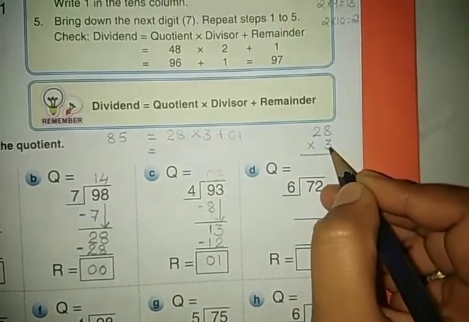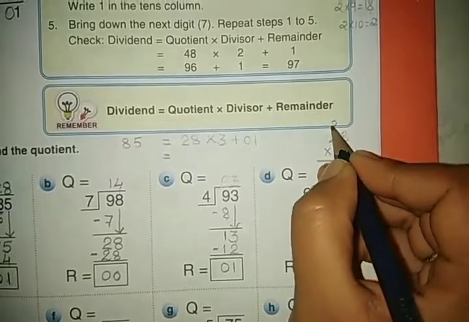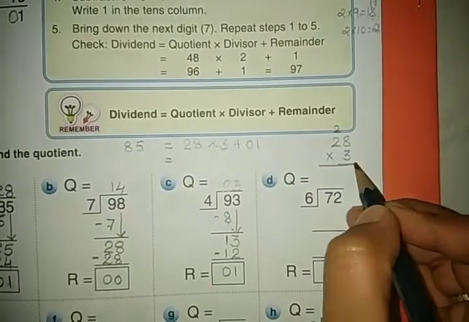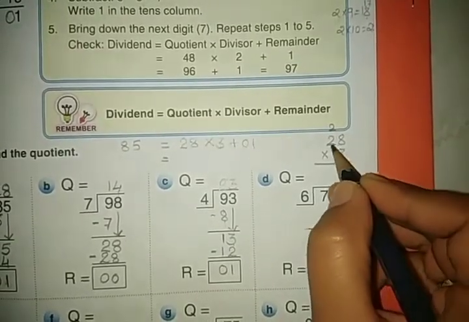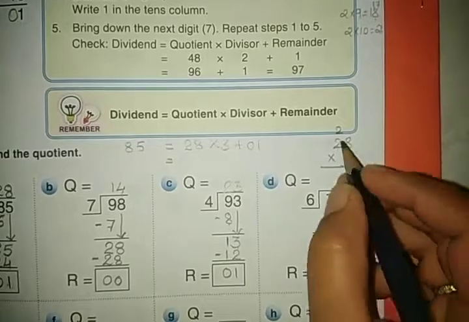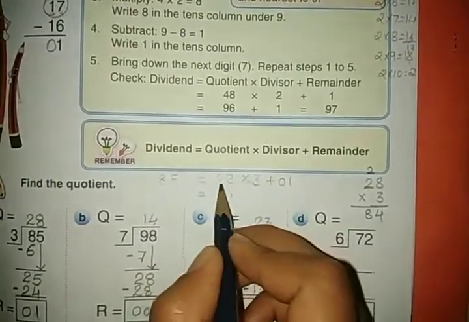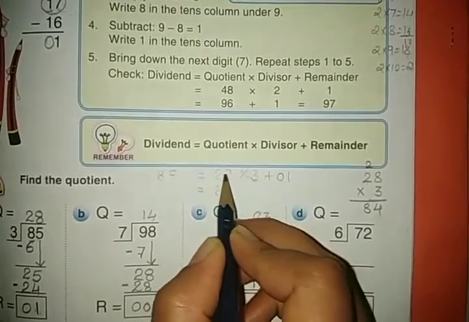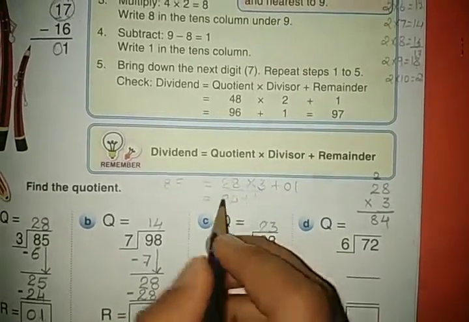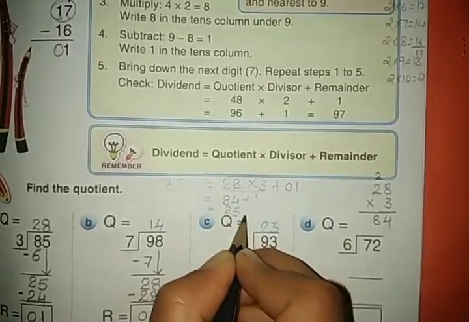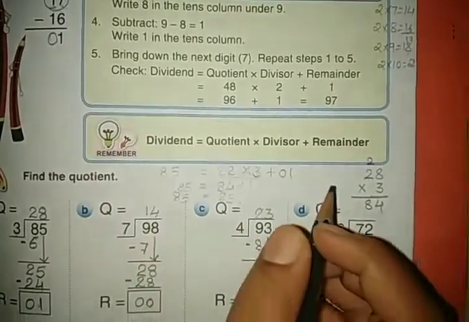28 multiplied by 3. This way we do. 3 8s are 24. 2 in the carry over place, then 4 here down. 3 2s are 6. 6 plus 2 is 8. 84. Yes, 84. This we have solved now. 28 into 3 is 84 plus this 1. 84 plus 1 is 85. Here also 85 is there. Now the sum is correct.